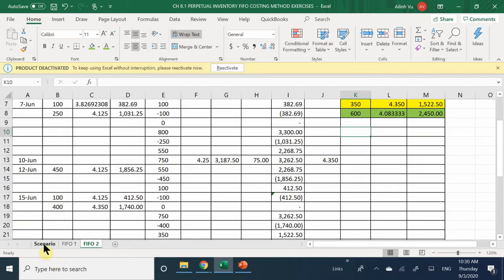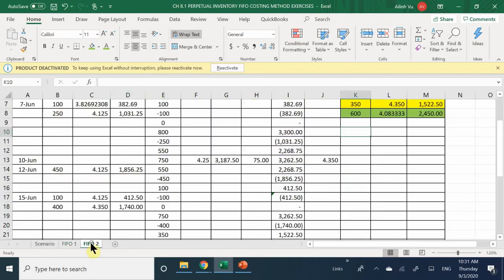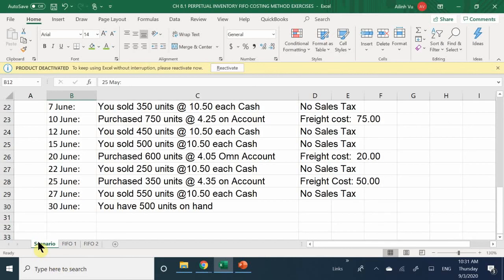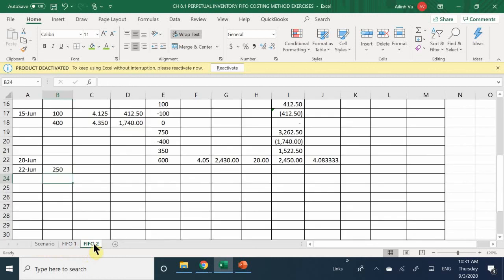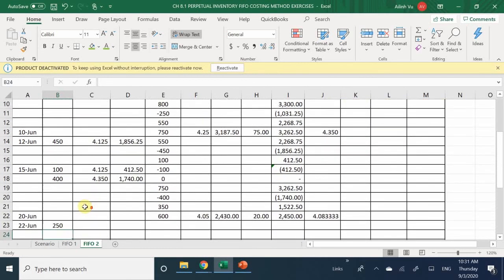Good. Now what happened next on June 22nd? Okay, we sold 250 units. Okay. Now, are we taking this from our first batch or second batch? Sorry about that. So we're taking 250 items. Now, let's look at our batches. Do we have enough from our yellow batch? Yes, and we can take it off from that batch. Correct. We're going to take that right off from that batch.